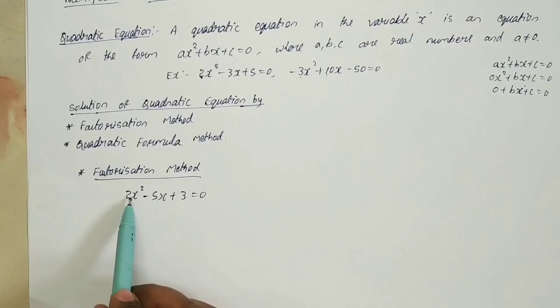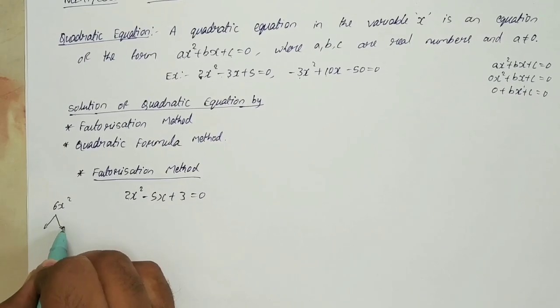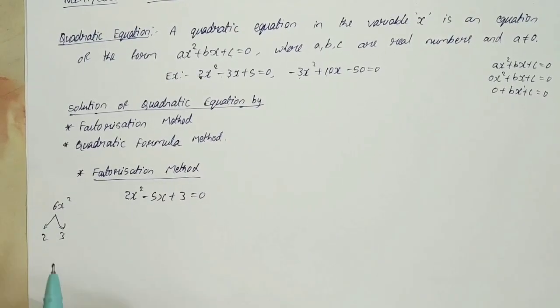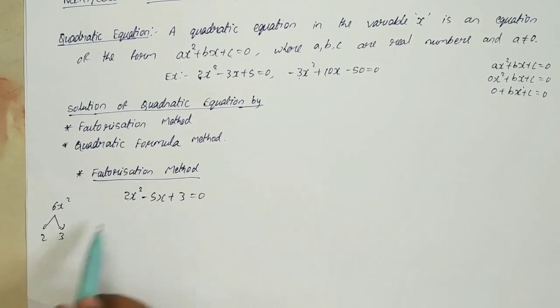So what is the first step? We have to multiply the first and last term. So what will we get? 2x square into 3 is 6x square, right? So in which table will we get 6? 2 threes are 6, 3 twos are 6, right? So we should get minus 5. Either we should add or we should subtract. We should get minus 5, right?